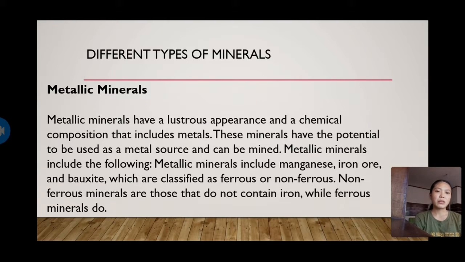Metallic minerals include the following. Metallic minerals include manganese, iron ore, and bauxite, which are classified as ferrous or non-ferrous. Non-ferrous minerals are those that do not contain iron, while ferrous minerals do.